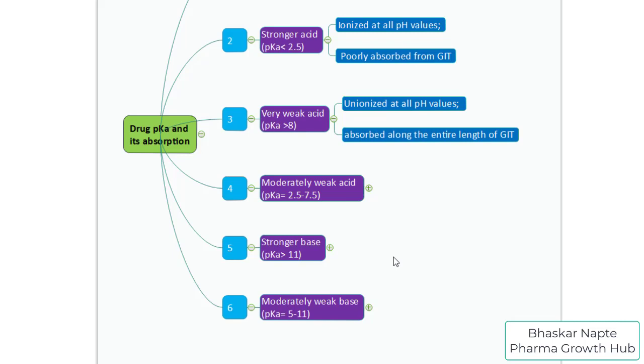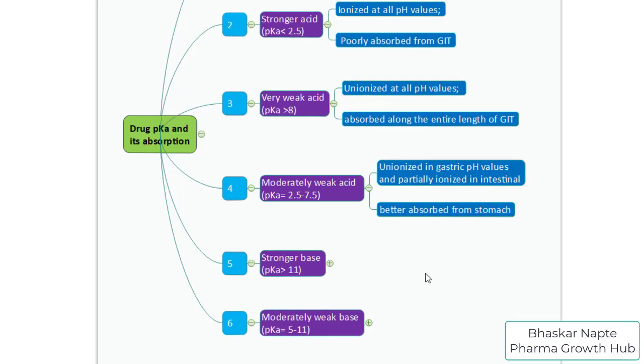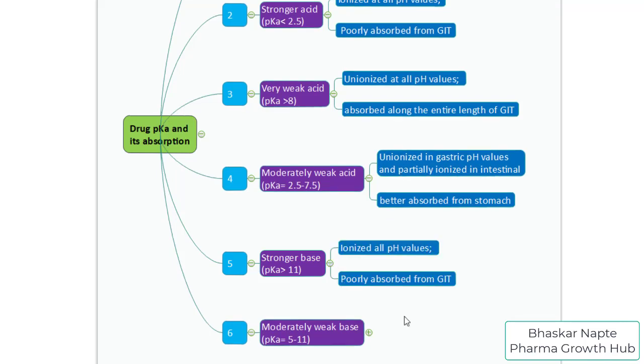The next example is a moderately weak acidic compound with a pKa value of around 2.5 to 7.5. Being an acidic compound, this compound will be unionized in the gastric fluid, but it can have partial ionization in the intestinal fluid. Hence, this compound can be better absorbed from the gastric fluid or the stomach. The next important point is the stronger base, when the pKa is greater than 11. These compounds will have ionization across all the pH ranges of the GI tract fluid, and hence they will be poorly absorbed from the GI tract.